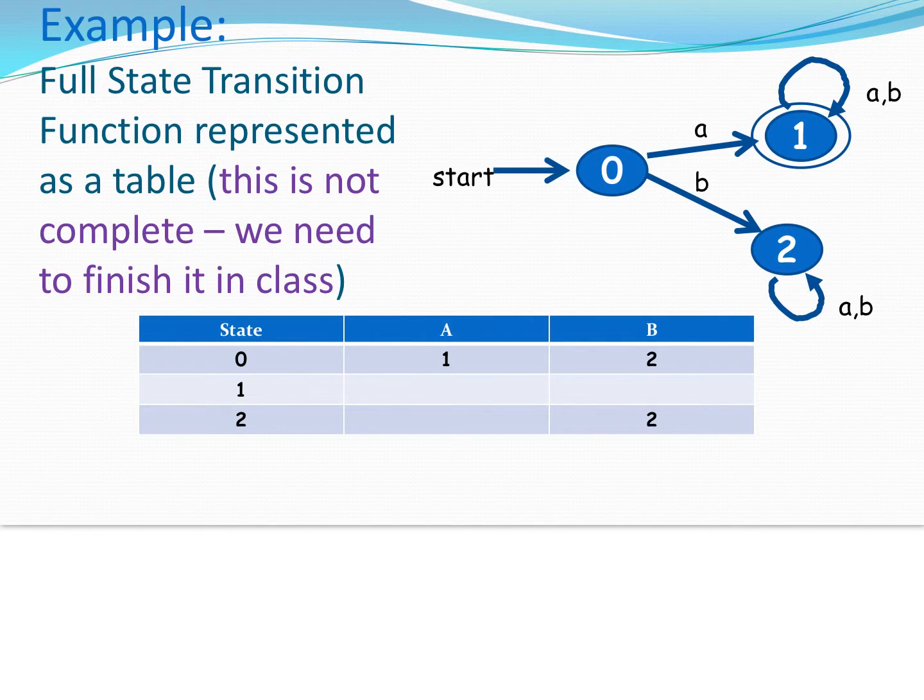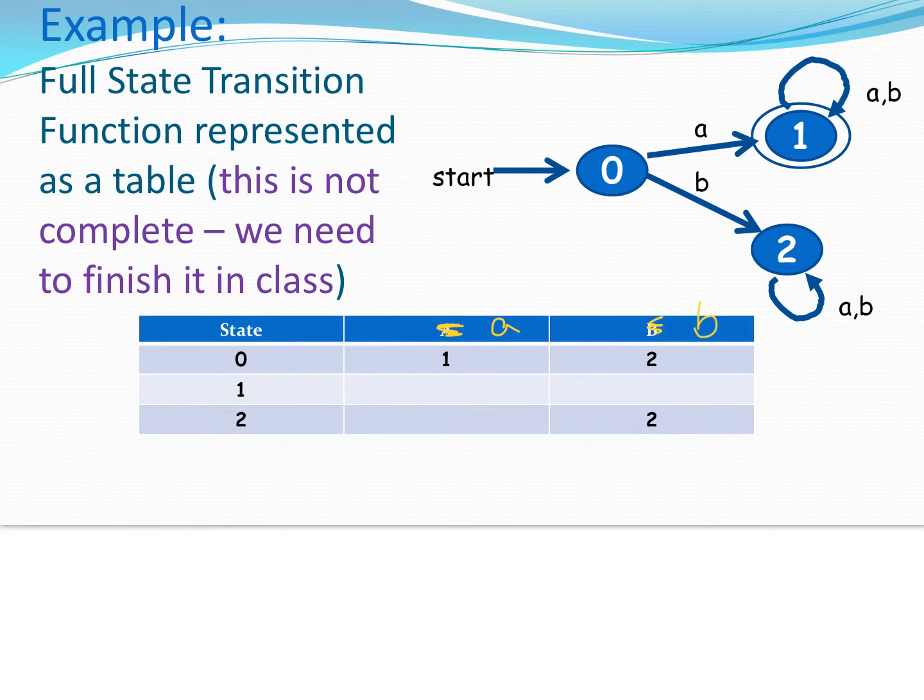So here we've got a full state transition function represented as a table. Here we say that if you're at state 0 and you see the symbol a, actually it should be lowercase a, let's fix that. PowerPoint auto capitalized for me. But if you are at state 0 and you see a lowercase a, then you end up at state 1, right? And if you're at state 0 and you see a lowercase b, you end up at state 2.